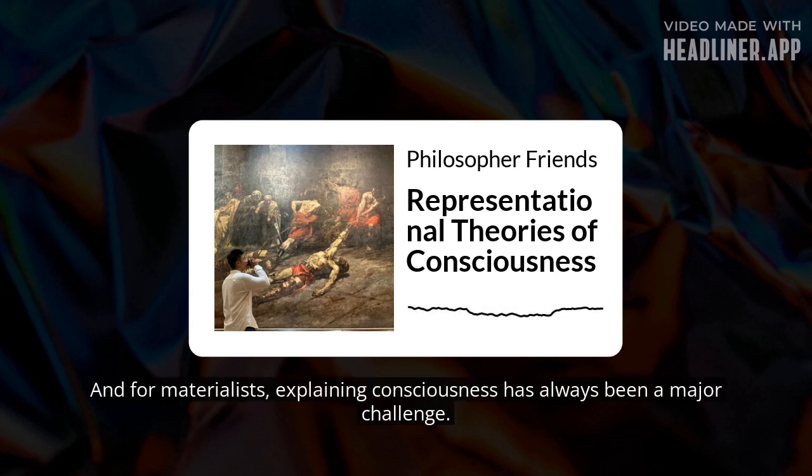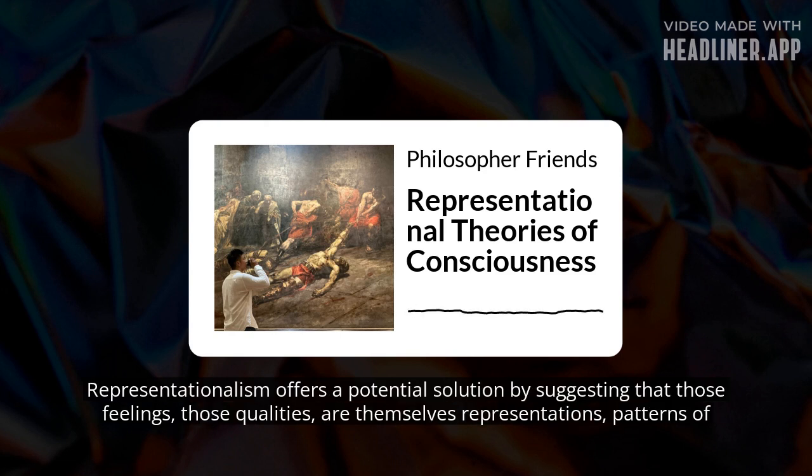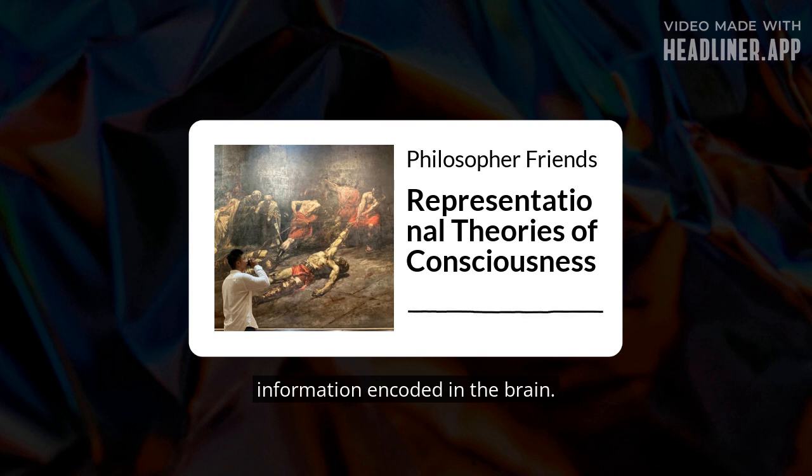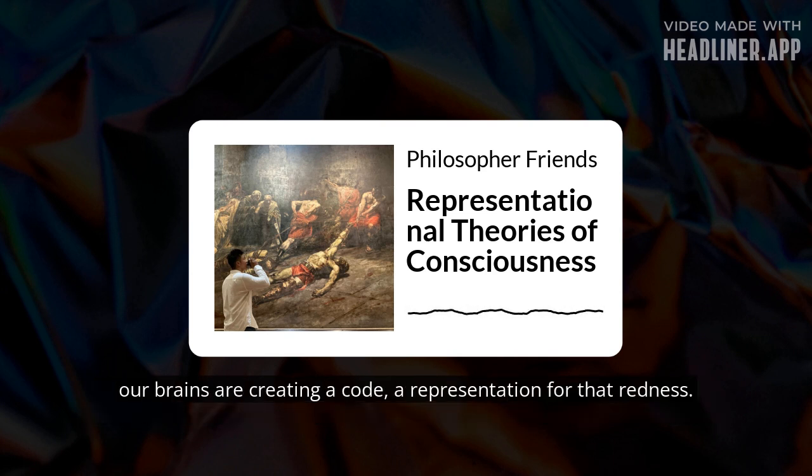Exactly. And for materialists, explaining consciousness has always been a major challenge. Right. How do you account for subjective experience, those feelings of what it's like in a purely physical world? Representationalism offers a potential solution by suggesting that those feelings, those qualities, are themselves representations, patterns of information encoded in the brain. So instead of saying that the redness of an apple somehow exists as a non-physical thing in our minds, representationalism says it's more like our brains are creating a code, a representation for that redness.